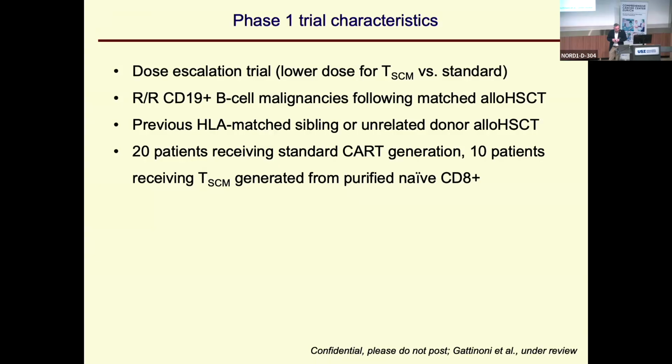It involved relapse-remitting B-cell malignancies. These patients were treated with allo HSCT from an unrelated donor or from a family donor. And again, 20 patients received the standard, and 11, sorry, there's a mistake here. The 11 received the TSCMs.